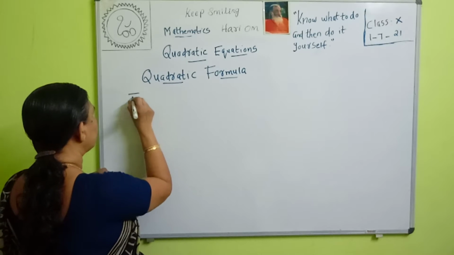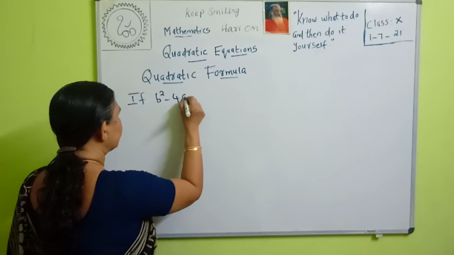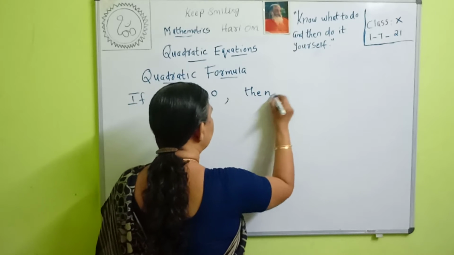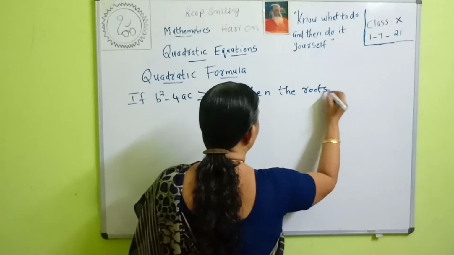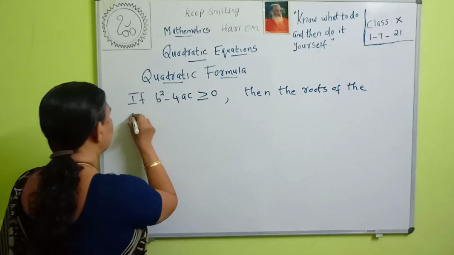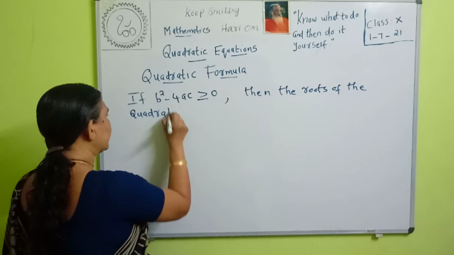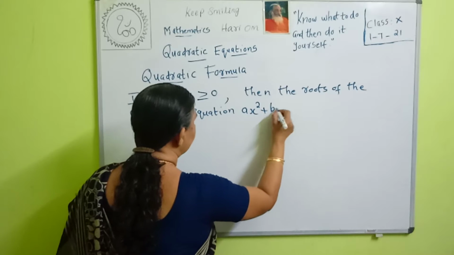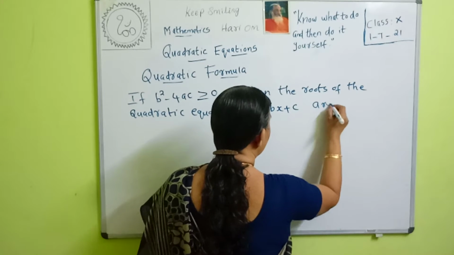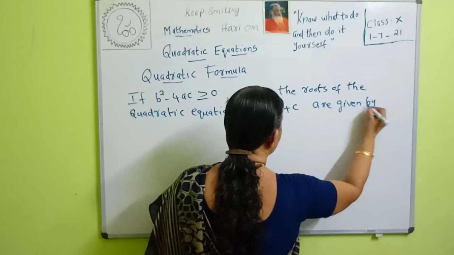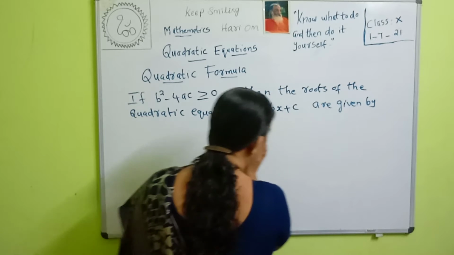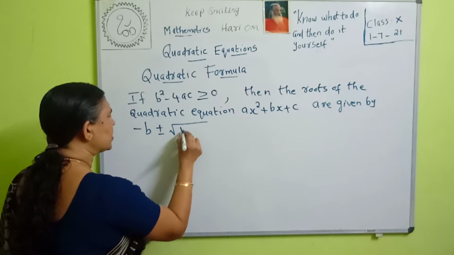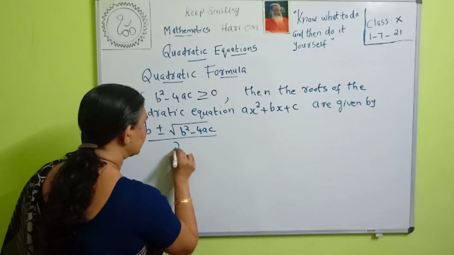If b square minus 4ac is greater than or equal to 0, then the roots of the quadratic equation ax square plus bx plus c are given by minus b plus or minus root of b square minus 4ac by 2a.